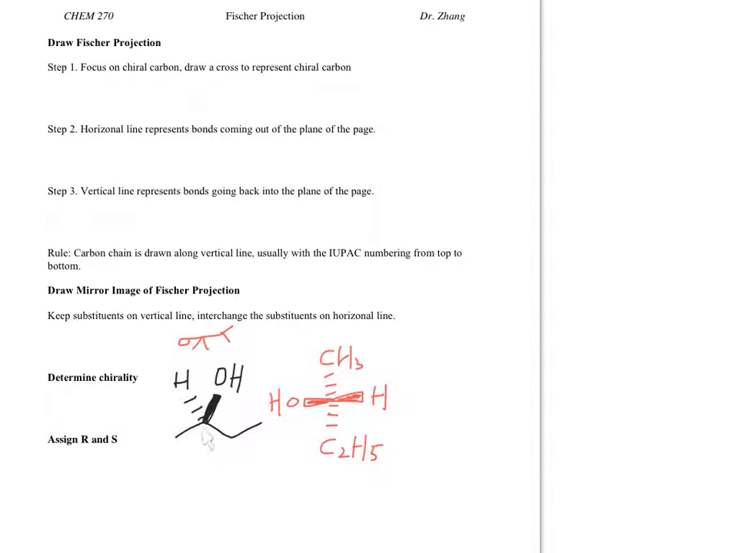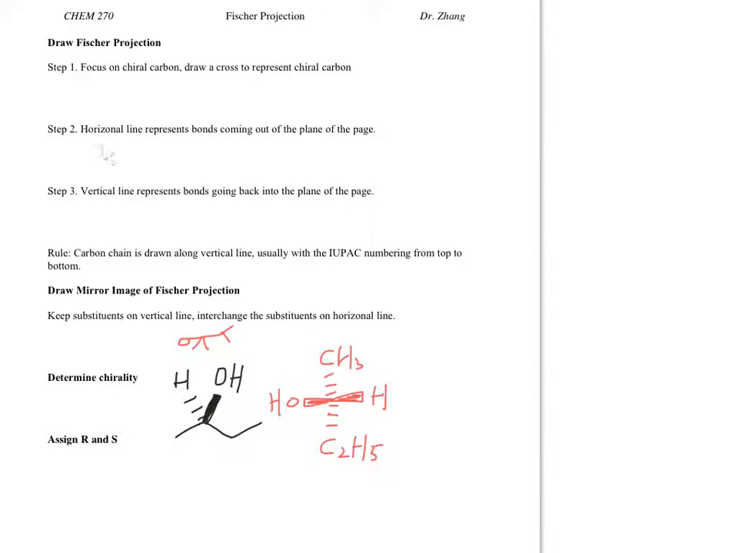In fact, when you have a molecule that contains more than one chirality center, utilizing Fischer projection is really convenient in describing what is directly bound to the chirality center. To draw a Fischer projection, you follow 3 very basic steps. Step 1, you're going to focus on the chirocarbon. Draw a cross to represent the chirocarbon.